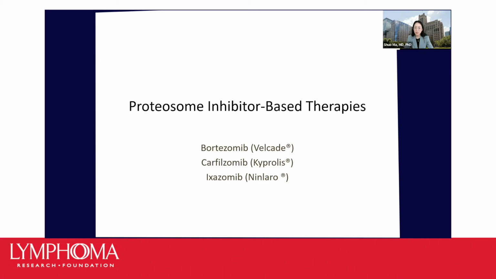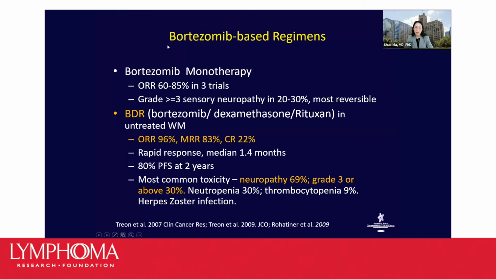Another combination that's quite commonly used is the use of a proteasome inhibitor. The one that's best studied is the bortezomib or Velcade-based regimen. In particular, when that's combined with dexamethasone, a steroid, and rituximab immunotherapy, it results in a reported overall response rate of 96%, so quite a high response rate. Major response rate of 83%. So these are greater than 50% reduction, at least 50% reduction.